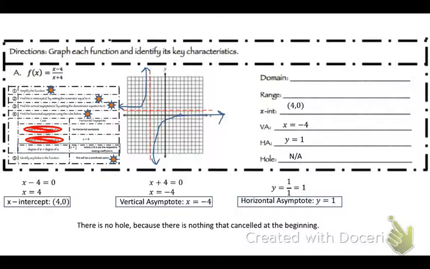Okay. Now my domain, that's your x values. So that's going to be negative infinity to negative 4, and then 4 to infinity. My range is the y values, so that's negative infinity to 1, and then 1 to infinity. Okay? Let's do another one.